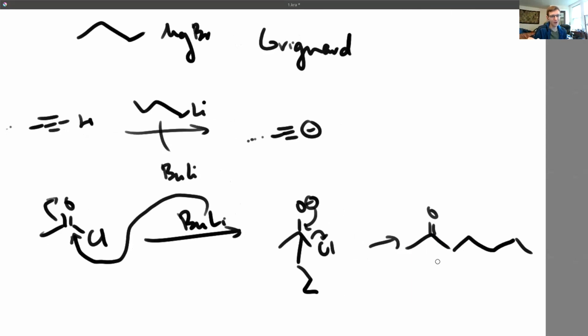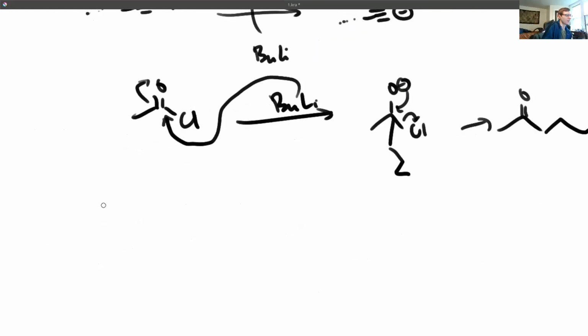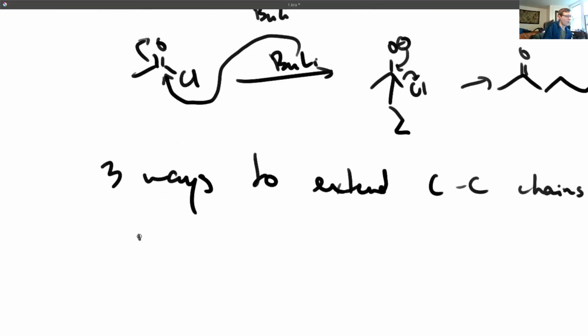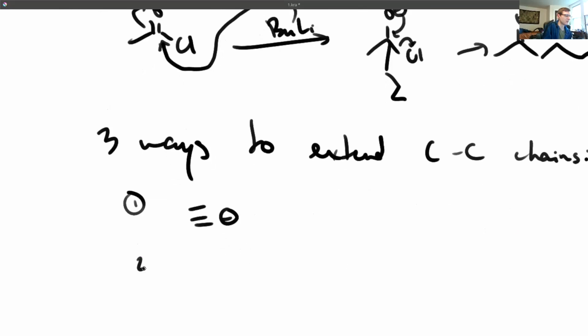As far as I can think about it, there are 3 ways that you learn over both semesters of organic chemistry to extend carbon chains. So there are 3 ways to extend carbon chains. Okay, and one of them would be to use one of these guys. Another would be organometallics, which is coming soon.